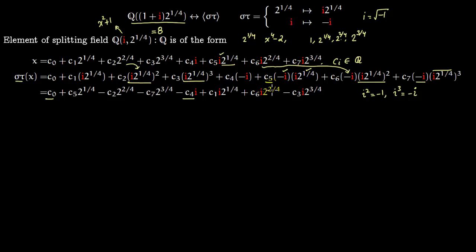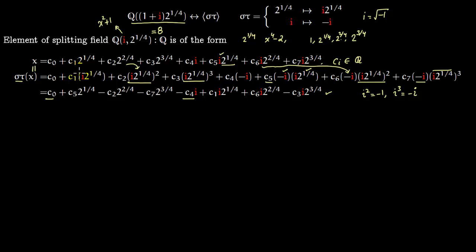Right here, 2 2 by 4, and then finally C3, just I cubed is again negative I, so you get negative I, negative comes out, you get this. So we are saying, when will sigma tau fix x? If you act on x, this is what you get. To fix x, this should be equal to this. So x should be equal to sigma tau x.